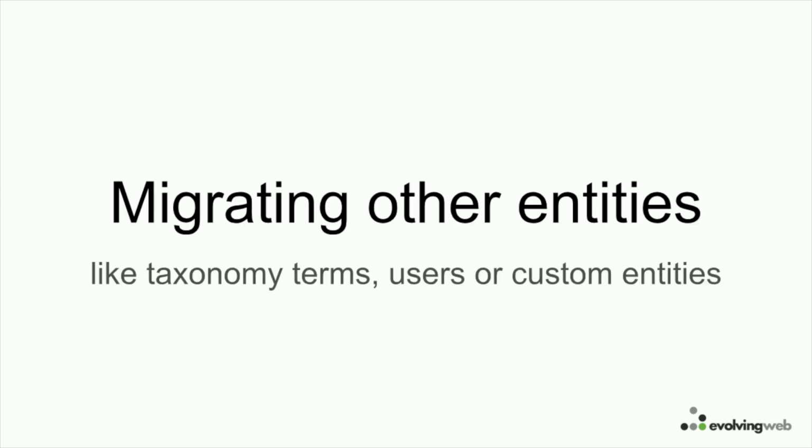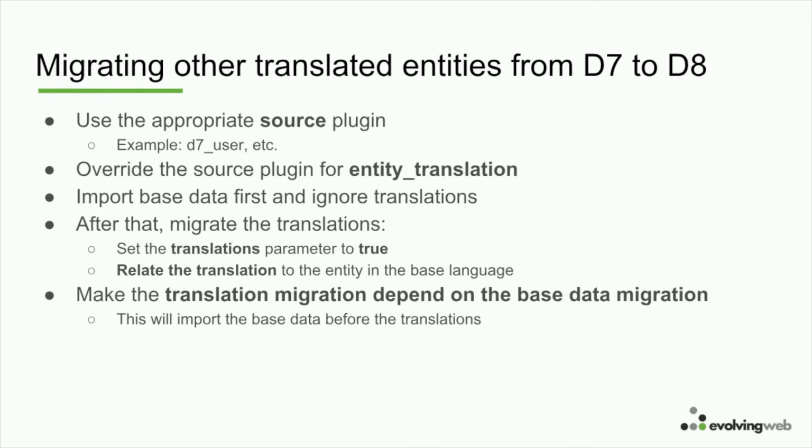So then we'll take a quick look at what will basically be a small repetition of the things we already learned. Migrating other entities like taxonomy terms, users, and custom entities. Basically, you want to choose the right source plugin. If you're migrating users, you choose the users plugin, and so on.